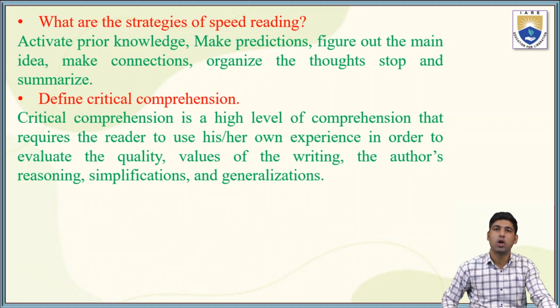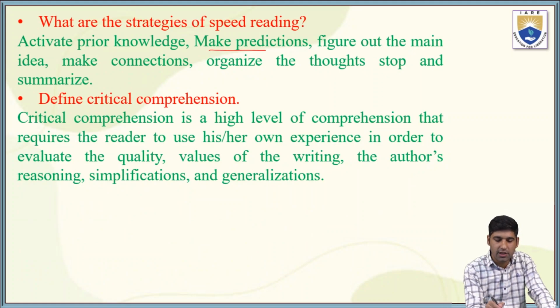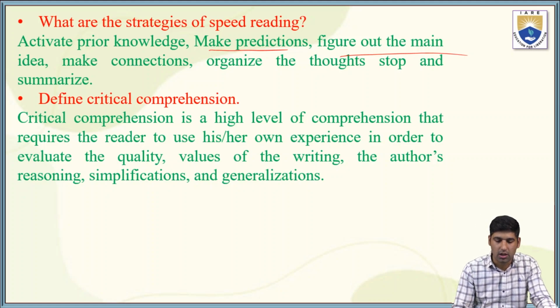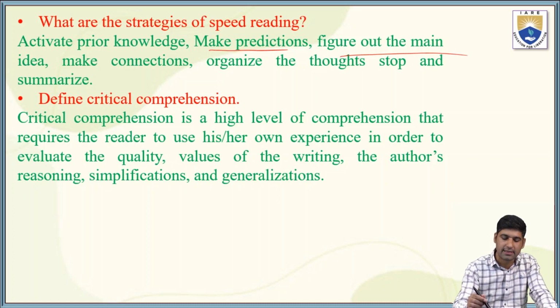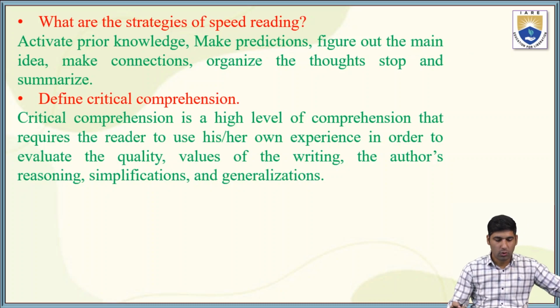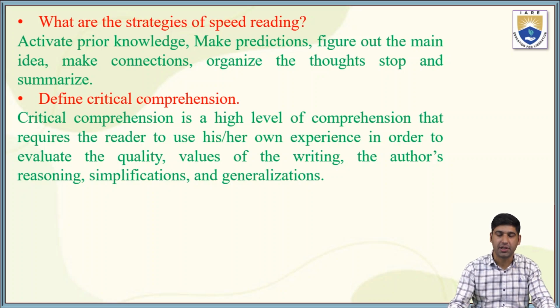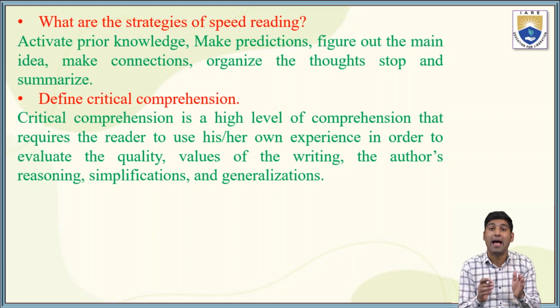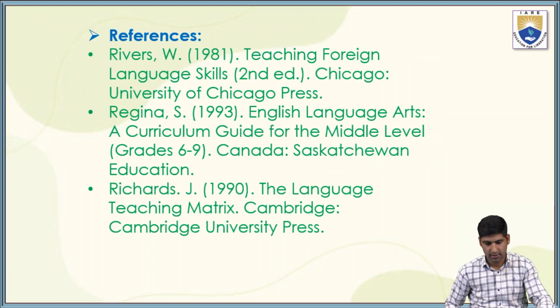Now, what are the strategies of speed reading? One strategy is to make predictions. Other is to figure out the main idea. Next is to make connections. Next is to organize the thoughts, stop and summarize. Then what is critical comprehension? It's a high level of comprehension that requires the reader to use his or her experience in order to evaluate the quality and values of the writing. A high level of comprehension, where a reader evaluates the text by his experience.